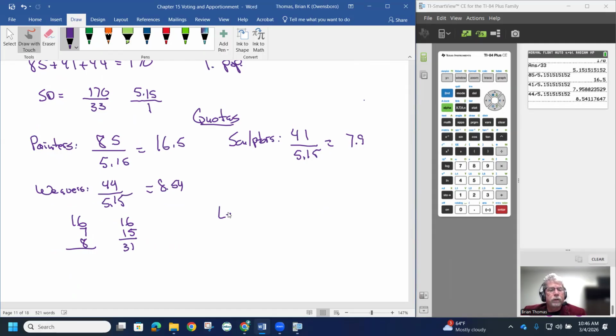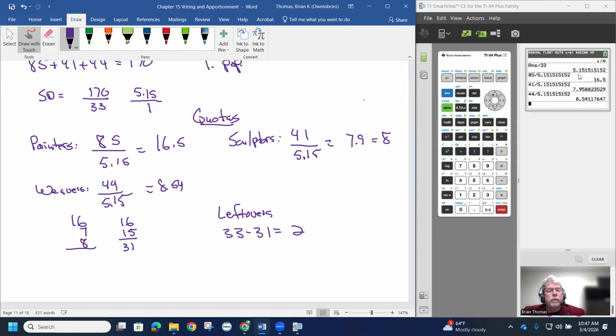What I need to do is figure out the leftovers. How many seats are left? There were 33 being assigned, 31 have been assigned. That leaves two. So how do we share the two? Well, it looks like the biggest decimal is the sculptors. So they get moved up to 8. And the next biggest decimal, we have both of these are 5s.